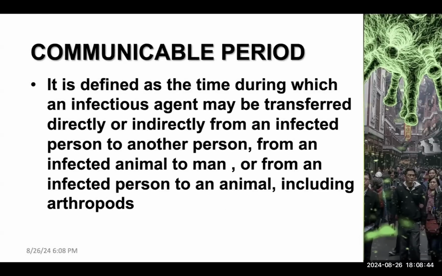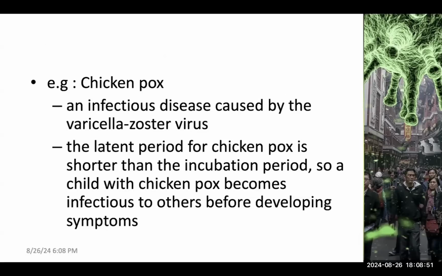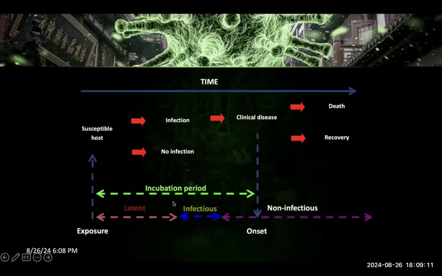Communicable period is the time wherein the infectious agent may be transmitted from one host to another. An example is chickenpox, an infectious disease caused by varicella zoster virus. The latent period for chickenpox is shorter than the incubation period, so a child with chickenpox becomes infectious to others before developing the symptoms. This is the incubation period of chickenpox, and this is the infectious period of chickenpox.